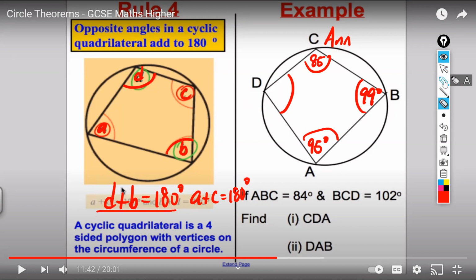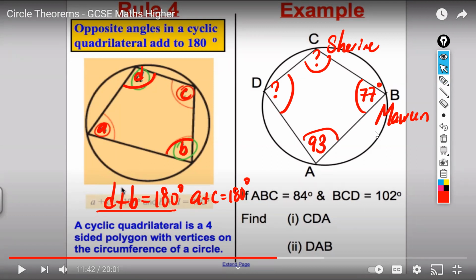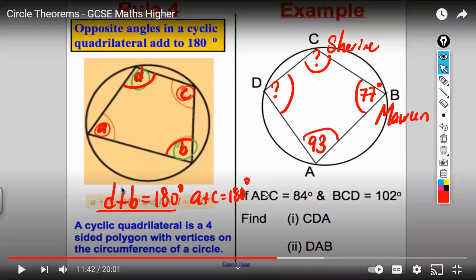And we have two people left, Shireen and Maureen. So 81. Well done. And the last two I'm going to give to Shireen and Maureen. Okay, so that everybody remembers this rule. If right here is 93, how much would up here be, Shireen? And Maureen, if here is 77, how much would here be? 87. Well done, Shireen. Up here would be 87.